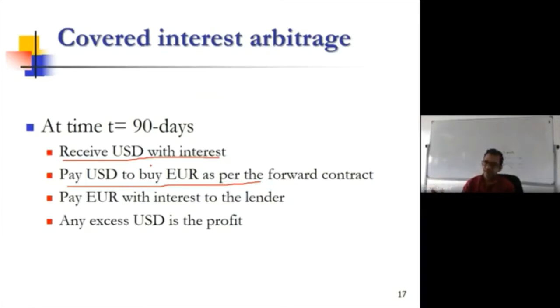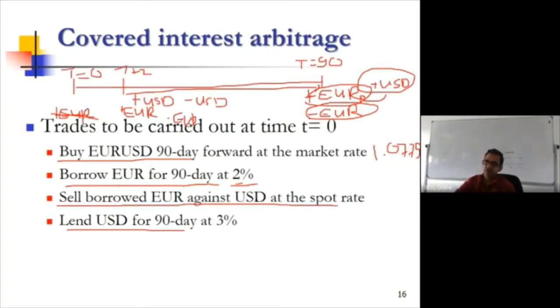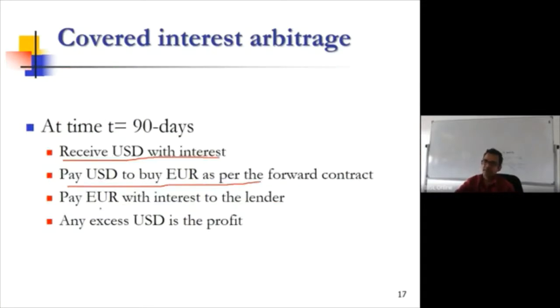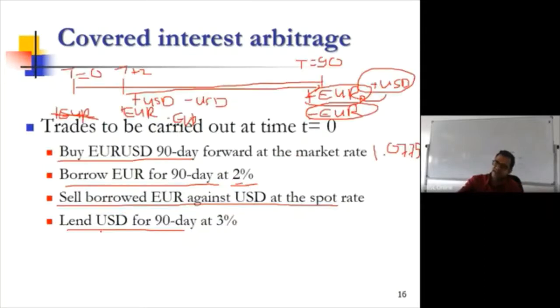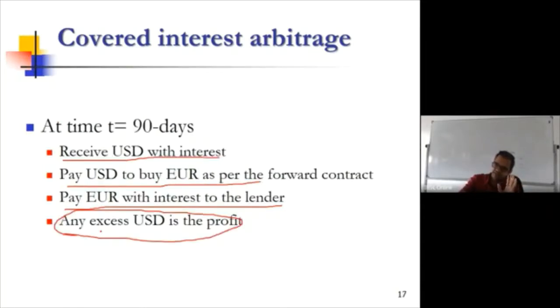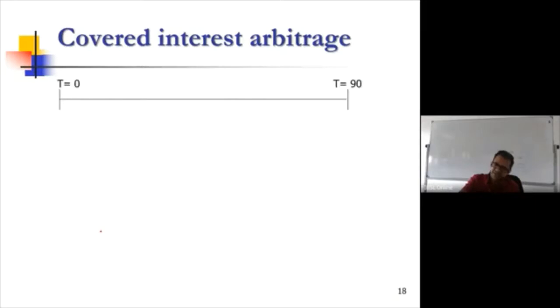Meantime, you have a euro liability because you borrowed euro for 90 days. So you pay that liability with the interest. Then there will be an excess dollar amount in your pocket. That is the profit. So these are just the steps that you have to follow, on the trade date and on the maturity date. Then we can calculate the figures.